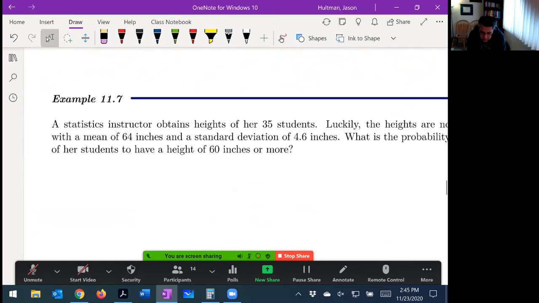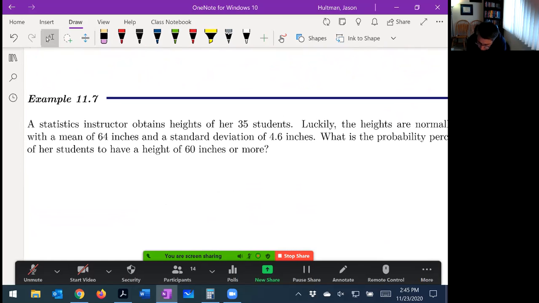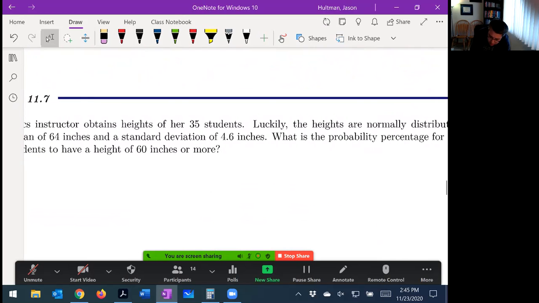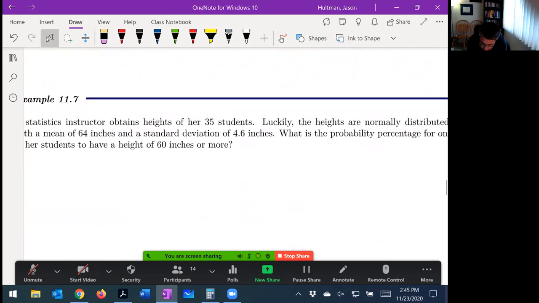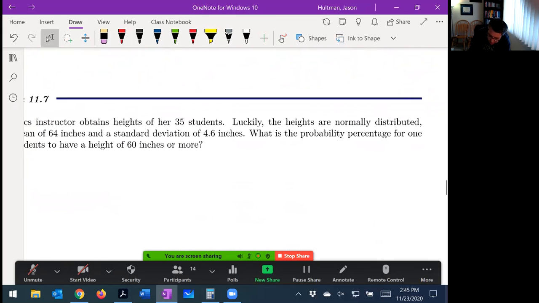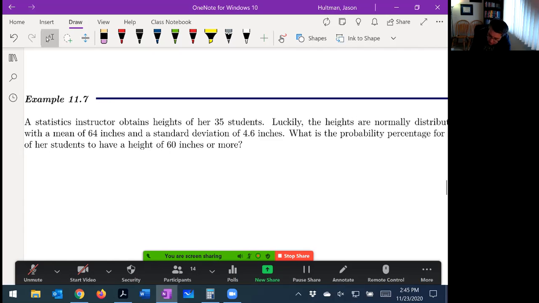Okay, a statistics instructor obtains heights of her 35 students. Luckily, the heights are normally distributed, with a mean of 64 inches, that's 5'4", and a standard deviation of 4.6 inches. What is the probability percentage for one of her students to have a height of 60 inches or more?